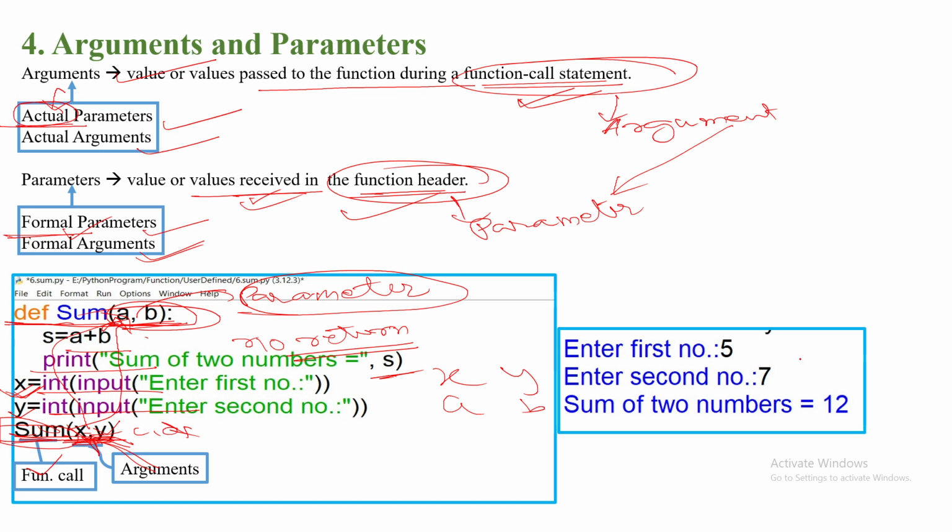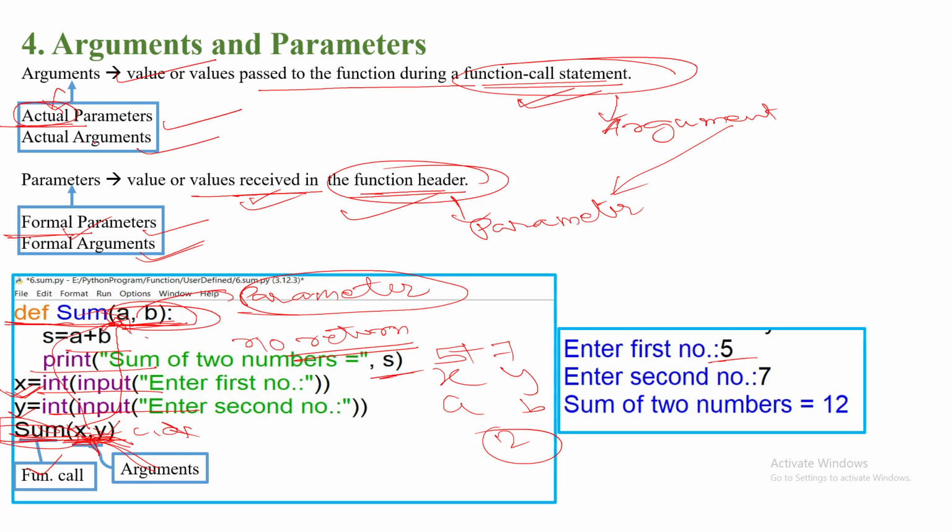So enter the first number, taken 5. So the x value is what? 5. The y value is 7. So 7 plus 5, how much will come? That is 12 will come, right? So that is why the output will be 12. So this is the argument and parameters.